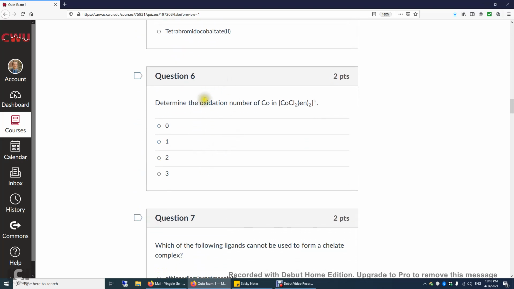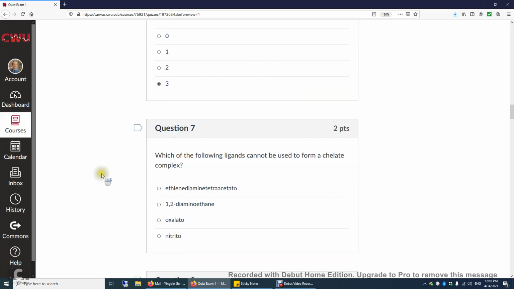Question 6, oxidation number. Very important. En, 1,2-diaminoethane, this is neutral, so don't worry about this. Each chlorine is -1, so overall you need to have +3 on the cobalt so that 3 minus 2 is +1. So we select 3 here.